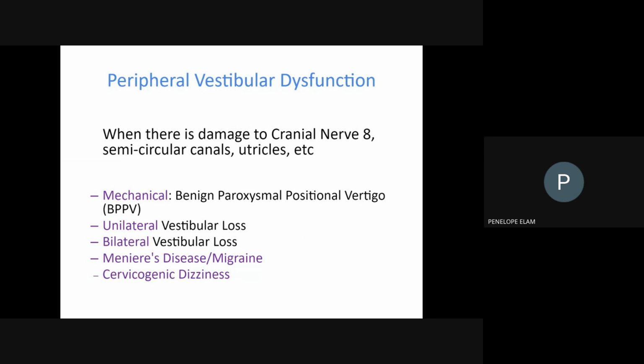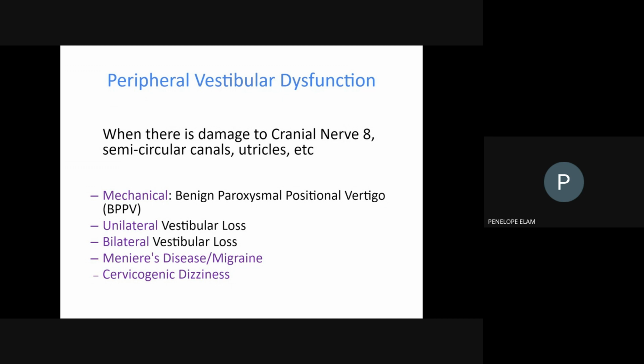So when we think about peripheral vestibular dysfunction, which we've talked about in the past, peripheral means that there's damage to the cranial nerve 8, semicircular canals, the utricles, hair cells, anything that is going to be more in the inner ear itself. Okay. We're not talking about cortical vestibular nuclei, way up in the cortical region. This is specifically more in the inner ear area that we're going to be referring to.